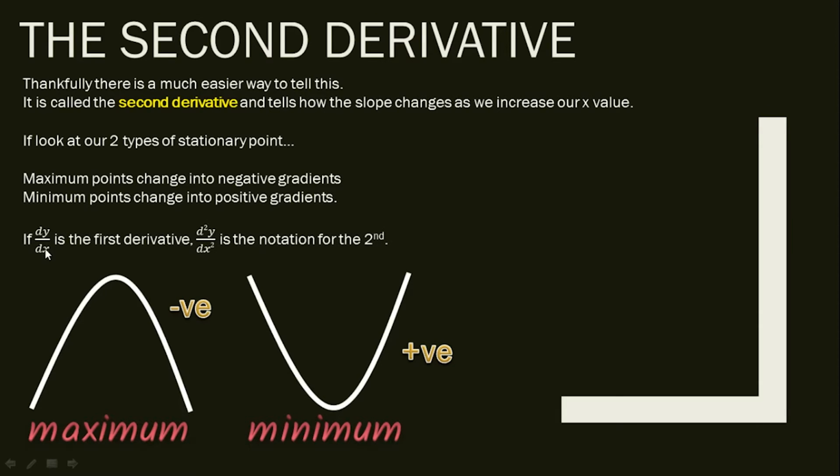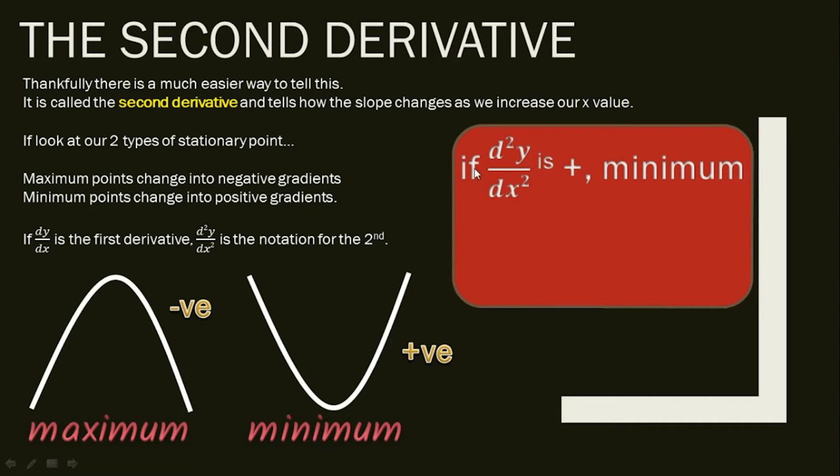So, like I said before, if dy by dx is the first derivative, we write the second derivative as d2y by dx squared. It's a bit of a funny looking animal, but you'll get used to writing it, much like anything else. And if you're in class, I'll take you through some common mistakes that are made with this kind of thing. But it's the notation for the second derivative.